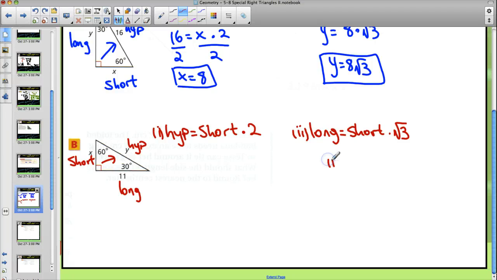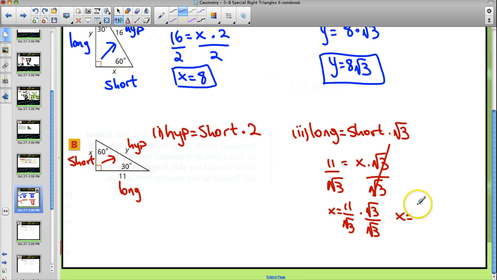So I'll say 11, replace long with 11, is equal to short. Short is actually x times radical 3. Solving for x, I will divide both sides by radical 3. Square root of 3 cancels out. I get x is equal to 11 over radical 3. We cannot leave it in this form, so I will multiply it by the square root of 3 over the square root of 3. Multiplying the numerators, I get 11 radical 3 over 3. That gives me the value of x.